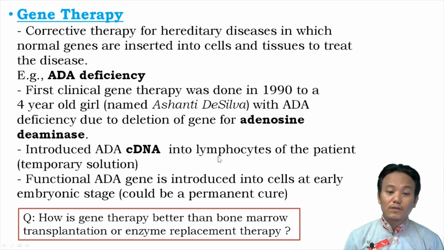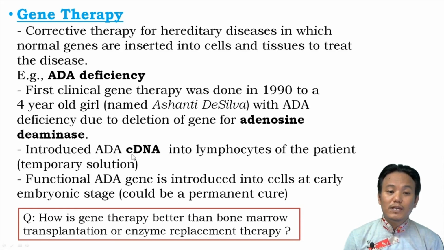Now, there was a problem in this particular solution. It was a temporary solution because the lymphocytes have a lifespan of around 2 months, right? So the lymphocytes will die after 2 months. So she has to again go for the same process after 2 months, right? So that was a temporary solution. Now, it may be possible in future that if this particular disease is diagnosed quite early, in early embryonic stages, a functional ADA gene can be introduced into the cells at the early embryonic stage, and that could become a permanent cure. I hope it is clear, right?